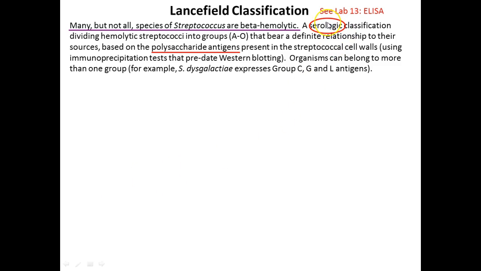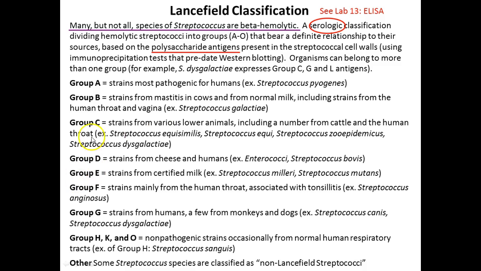So serological classification, again, is utilizing antibodies to detect particular sugar antigens on the surface of these. So there's lots of different groups. When they refer to the groups, right, group A, group B, that's Lancefield testing. And so to give you some examples, this guy is really strong beta hemolytic. Streptococcus pyogenes is actually the one that causes strep throat.